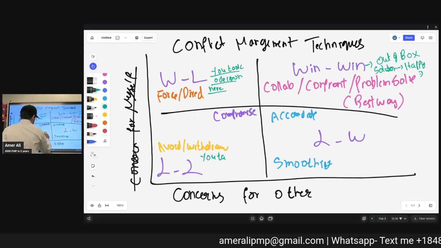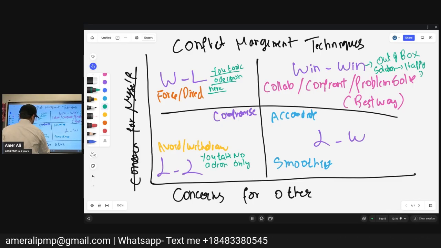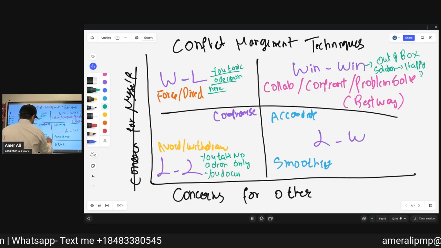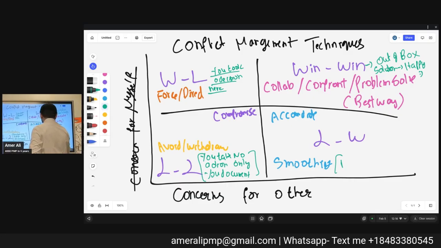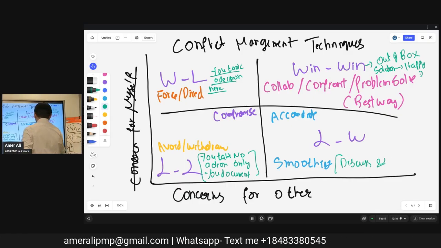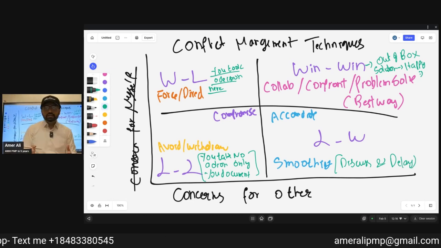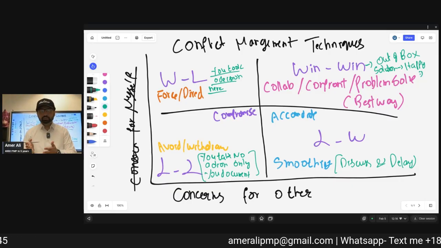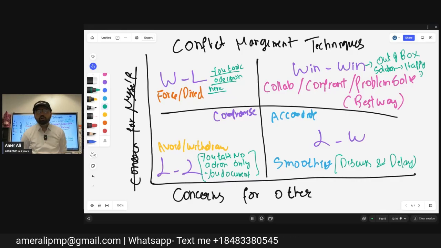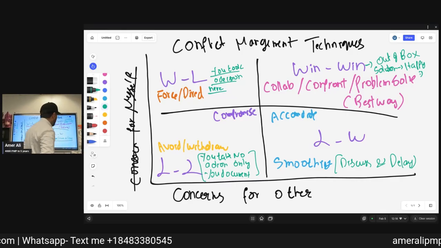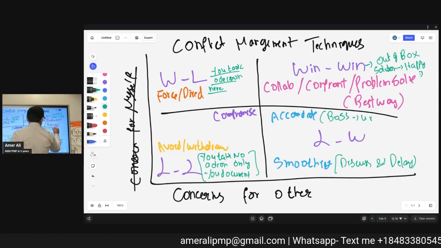Lose-lose, you take no action. Avoiding: no action, you only document. Smoothing: you discuss and you delay the problem. You discuss, there's a problem, I understand, I agree with you, we'll do it later. That is a classical example. Smoothing and avoiding are different. Avoiding, we do not take any action, only document. Smoothing, we discuss and we delay it. Accommodate, we do it with the boss or with the wife: you are right.